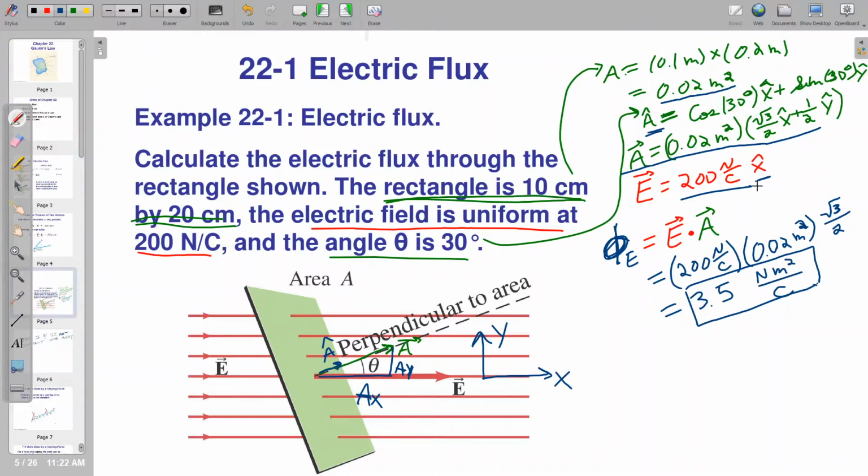So I can take the dot product between these two, and that will just give me 200 newtons per coulomb, the electric field, times the magnitude of the area vector times the cosine of the angle between the two, which is 3.5 newton meters squared per coulomb. So that's as fancy as this is, with very cumbersome units. There's no shorter version of this. These are the SI units for electric flux.